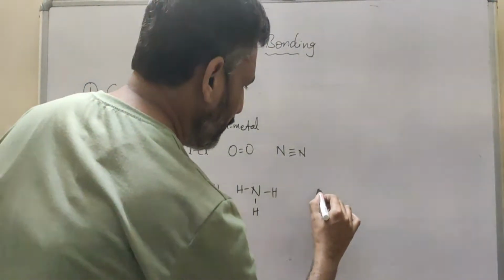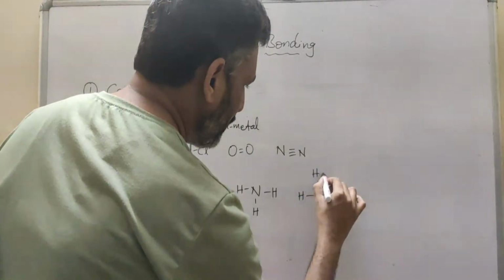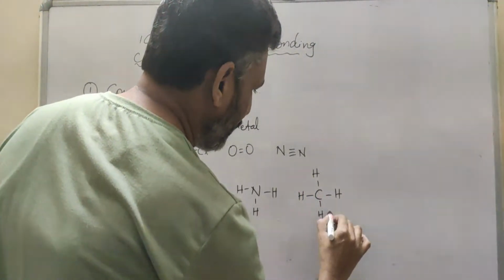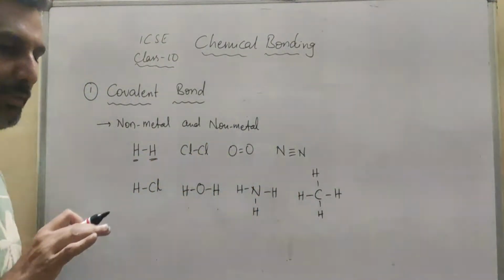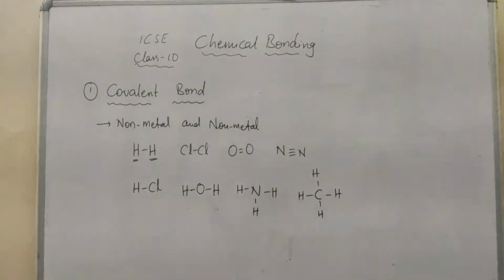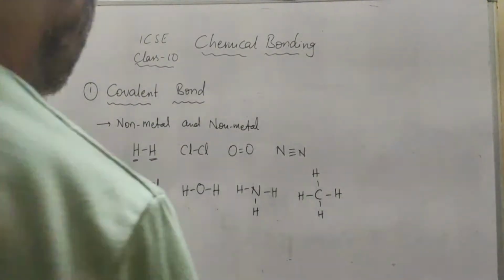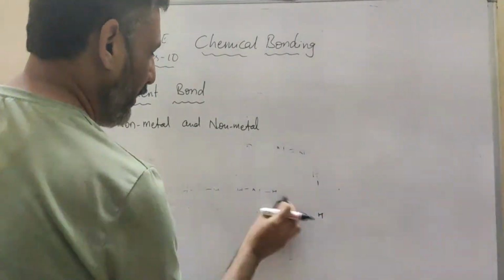And then methane, one carbon combines with four hydrogen atoms. So in this case, all these elements are non-metals, and those non-metals are forming bonding between them. So this will be a covalent bonding. Now, what is the definition of covalent bonding? And how is it formed?